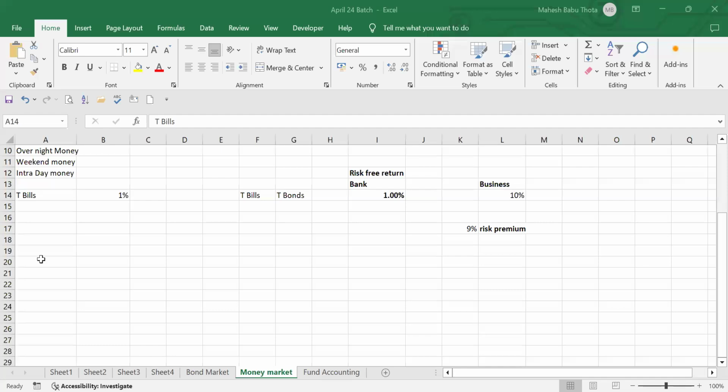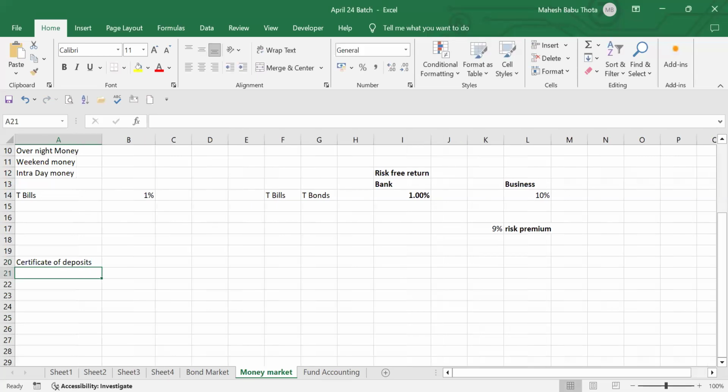The next one, certificate of deposits. Commercial paper we'll talk about after that. Before that, let's talk about certificate of deposits. We have FDs, fixed deposits. Everyone might know about them. How do we invest in fixed deposits? We invest some amount in the bank for a specific duration, let's say 6 years, 10 years, like that.